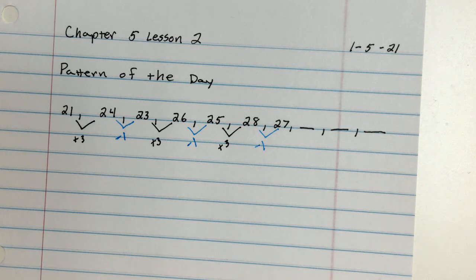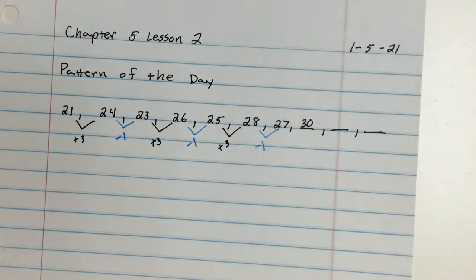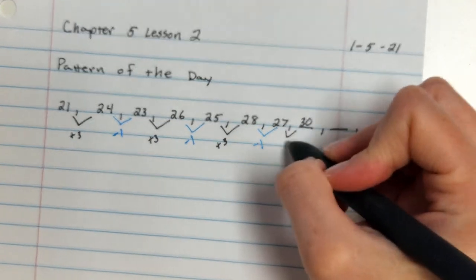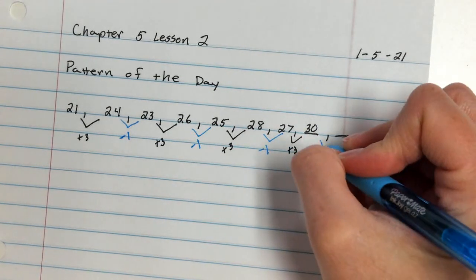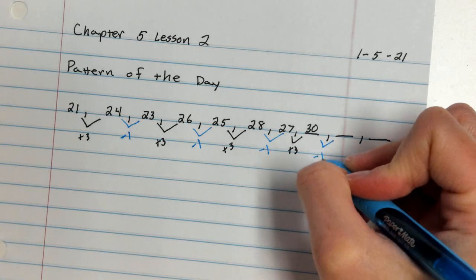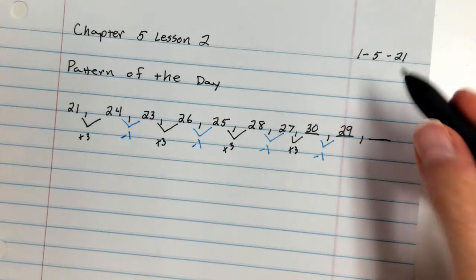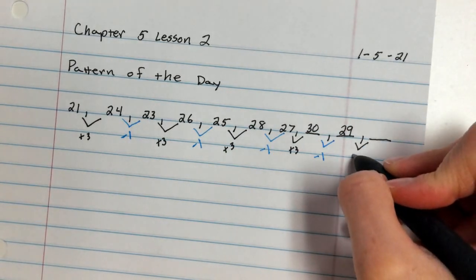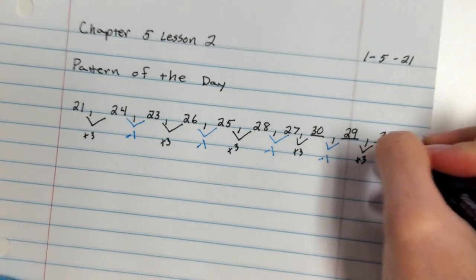All right, so what's the next number going to be? 30. Because that's a plus 3. All right, and then my next number, what am I going to do to get to my next number? I'm going to subtract 1, so what's my next number? 29. All right, and then what's my next rule? I'm going to add 3, so what's my next number? 32. All right, good.